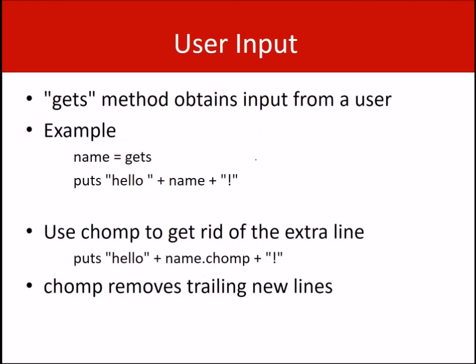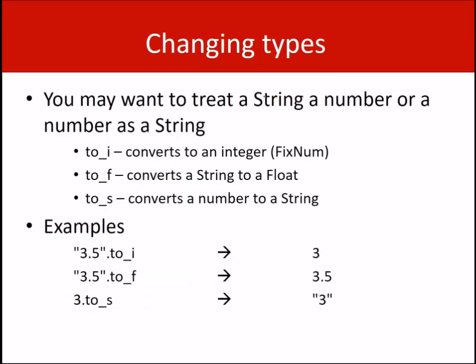Then what about user input? You can obtain user input from gets. For example, name equals gets, and you just place hello name, whatever comes in this name. So you can use chomp to get rid of the extra line. How? Put hello and then name, whatever name is there, dot chomp. You can get rid of the extra line that may be there. And it also removes trailing newlines.